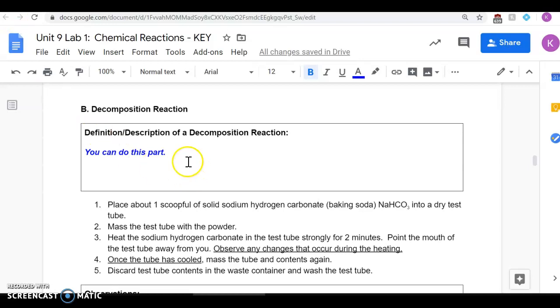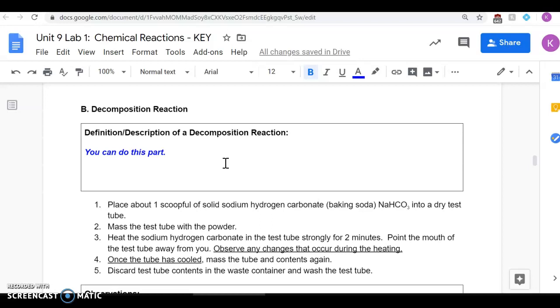All right, so this is part B of the lab wrap-up. This was a decomposition reaction. You can fill this in, which basically, remember, decomposition means that something more complex is breaking apart into things that are simpler, okay? Often into its constituent elements, but not always, all right?